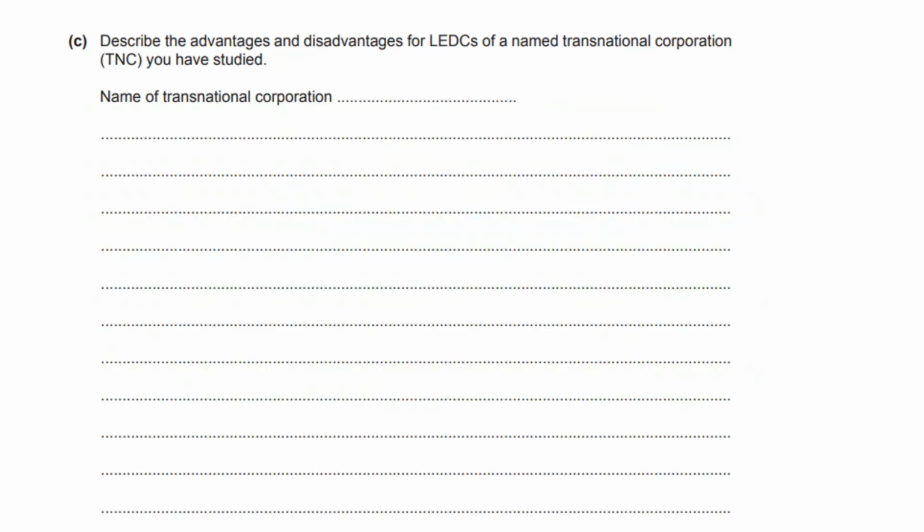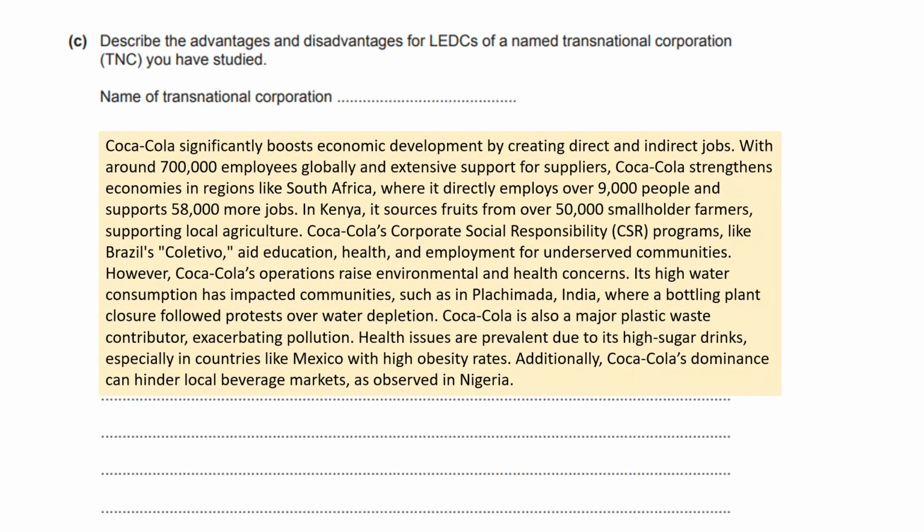Then the last question here is describe the advantages and disadvantages to LEDCs of a named transnational corporation you have studied. Now, the TNC we are using here is Coca-Cola. So you look at the advantages and disadvantages of it, and everything is captured here, including data, including place specific reference. You can see Coca-Cola significantly boosts economic development by creating direct and indirect jobs. That's an advantage, with over 700,000 employees globally and extensive support for suppliers. That's development, so that will give you 2 marks.